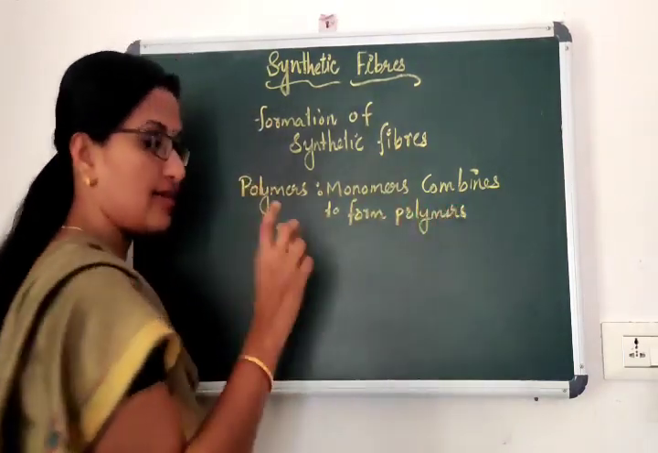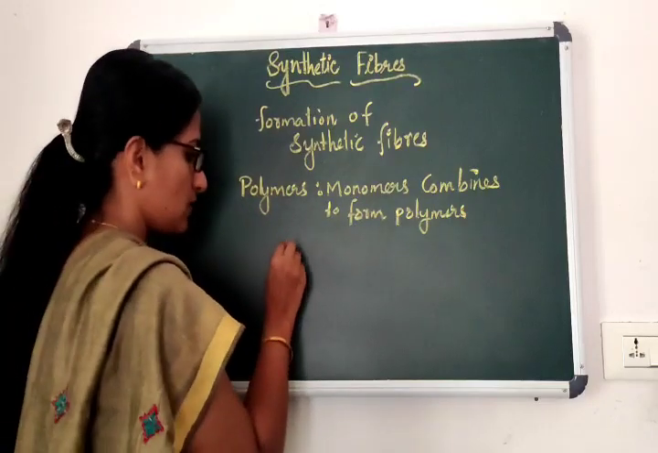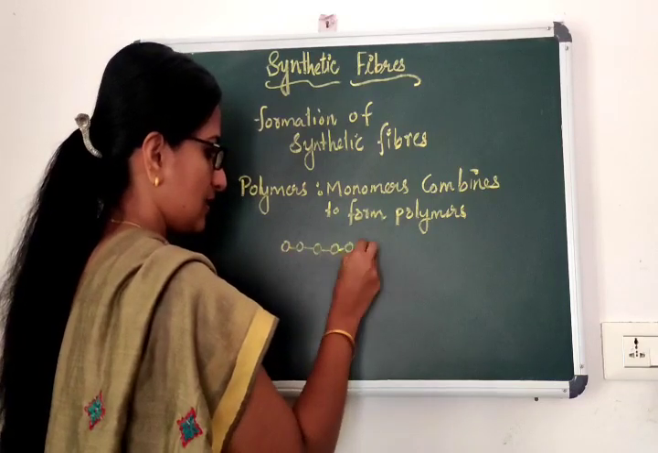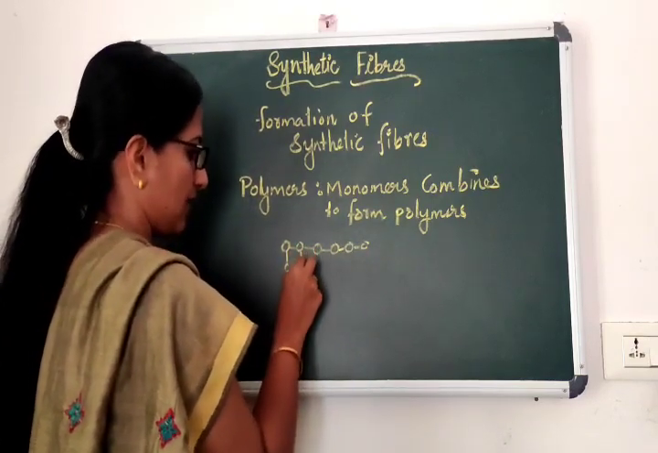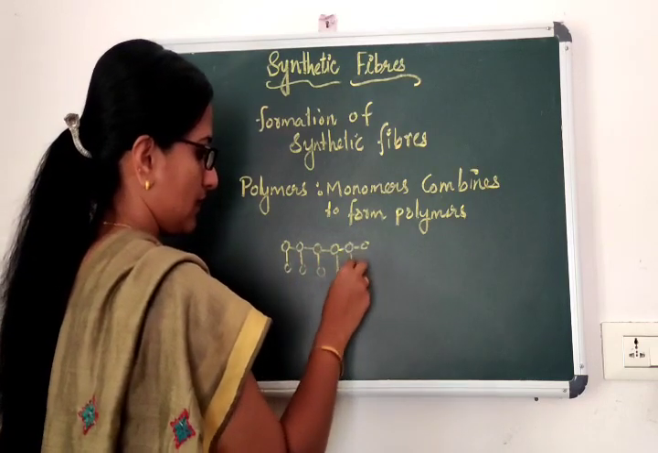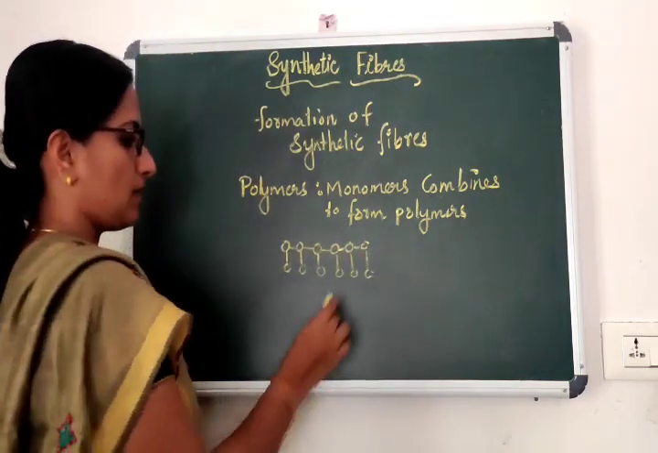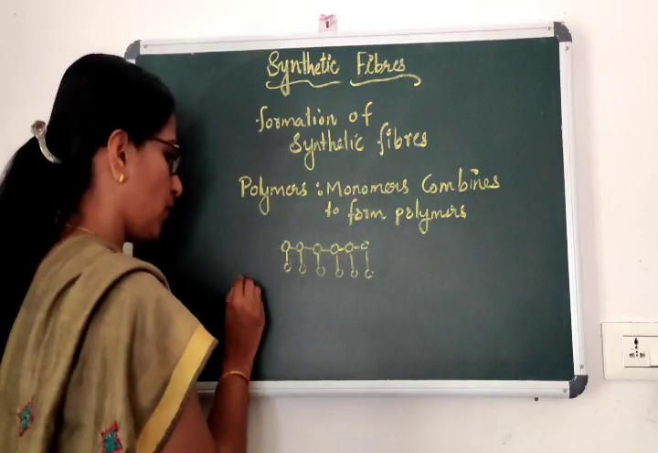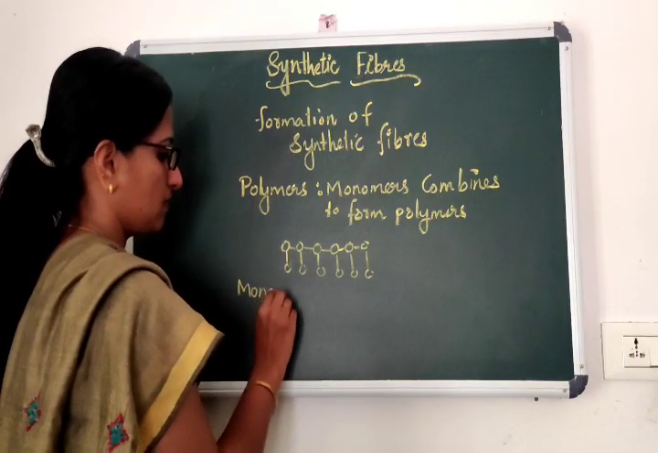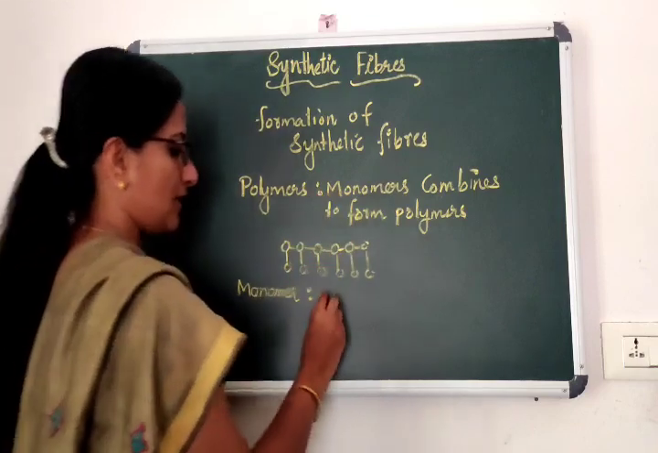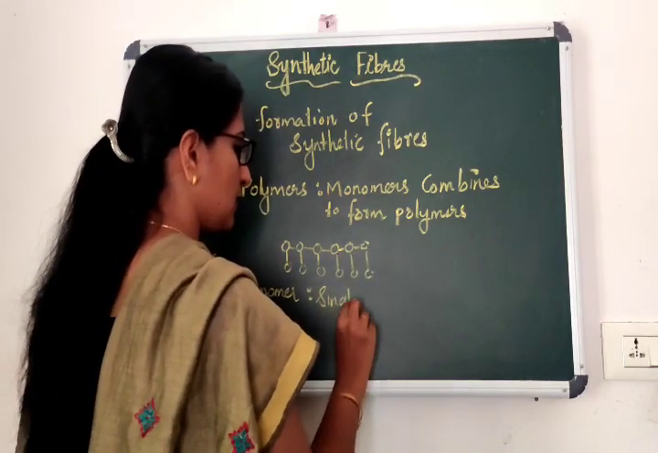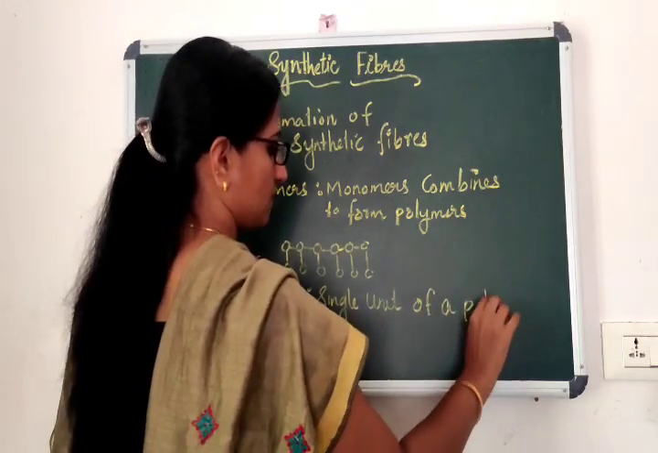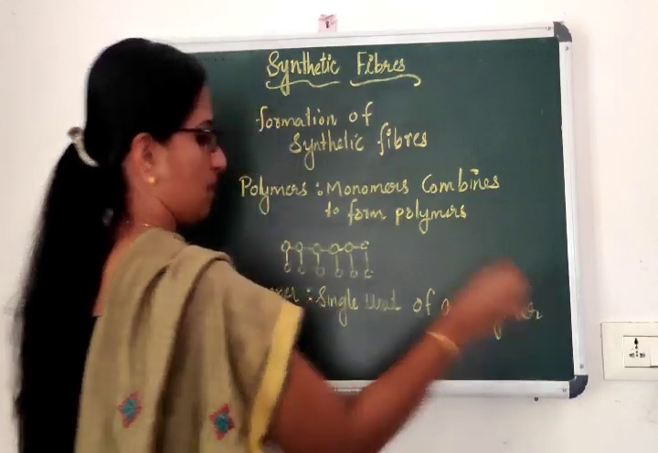So monomers are the single unit of a polymer. Suppose these are the monomers. These monomers are arranged in a straight line or can be arranged in a cross link. Okay, this is the polymer. Polymer means this is the formation of synthetic fiber. Each unit of a polymer is called a monomer. So children, what is monomer? Monomer is the single unit of a polymer.